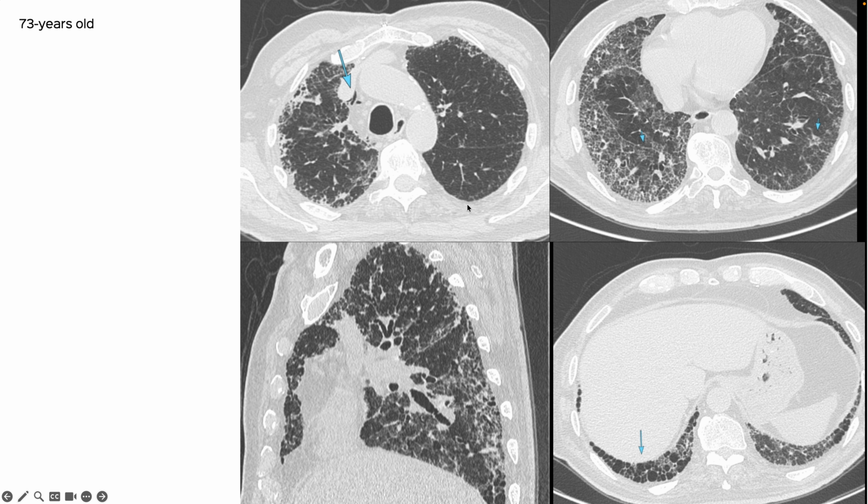Couple more examples. 73-year-old, there's a little bit of pneumomediastinum, honeycombing, traction bronchiectasis, subpleural basal predominance, nothing else. This is the UIP pattern.